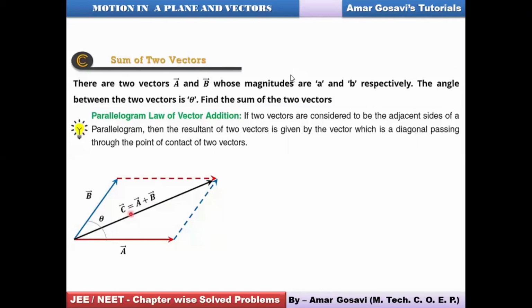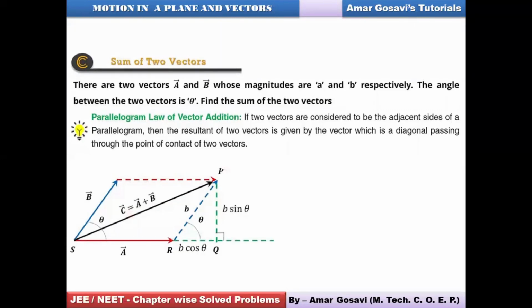So again I repeat what the parallelogram law of vector addition says. If two vectors, a bar and b bar, say for example, are represented by the adjacent sides of the parallelogram as shown in the figure, and theta is the angle between them, then the resultant, or the sum of the two vectors, will be given by the diagonal of the parallelogram which starts from the same common point. This is what this law says. Hopefully you have noted this down. So let's move ahead. Then we'll derive the equation for the magnitude of the resultant vector.